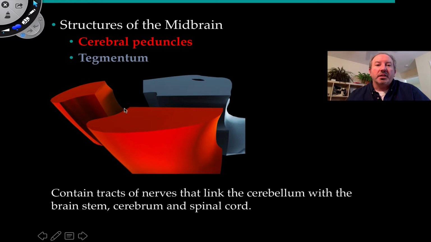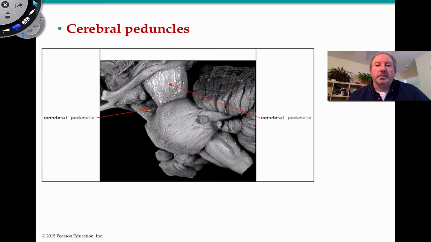Let's talk a little bit about these cerebral peduncles. They contain tracts of nerves that link the cerebrum, the cerebellum, the brainstem, and the spinal cord. As I was mentioning before, motor neurons travel downward and sensory neurons travel upward. It's sort of a connecting system, allowing nerves to travel to all parts of the brain, and they travel inside the tracts of the cerebral peduncles. You can see them here, the two feet located right there.